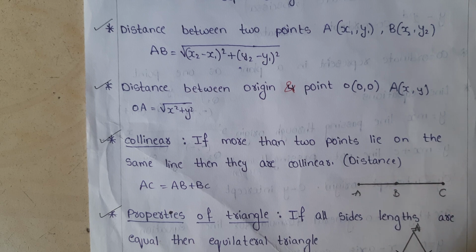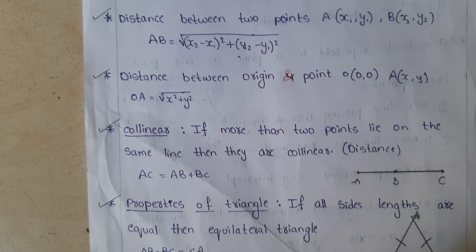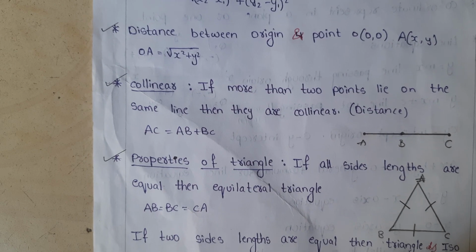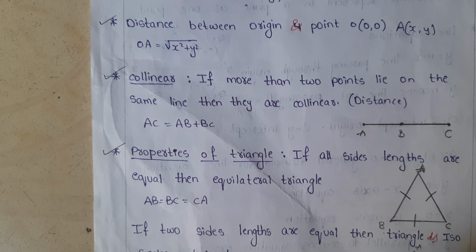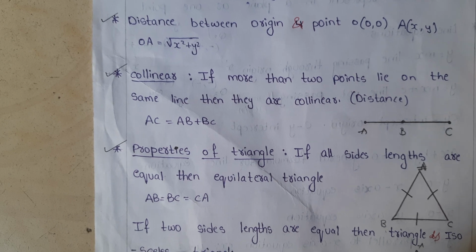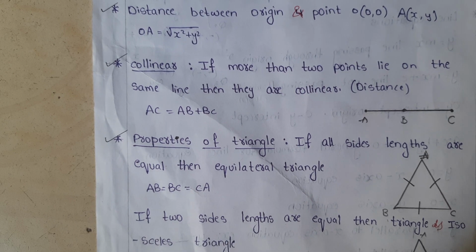Okay, properties of triangle. This is also important content. If all sides lengths are equal, then it is an equilateral triangle. Already I have given this information in the triangles class in the basics of maths. This is helpful. We find distance with the 2 known points. AB is equal to BC is equal to CA. All sides are equal. This is an equilateral triangle.